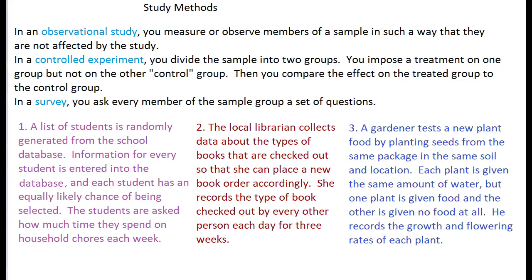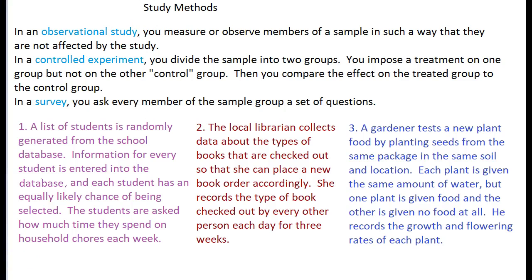Now, let's look at number 1. A list of students is randomly generated from the school database. Information for every student is entered into the database, and each student has an equally likely chance of being selected. The students are asked how much time they spend on household chores each week. Now, the study method here is a survey.